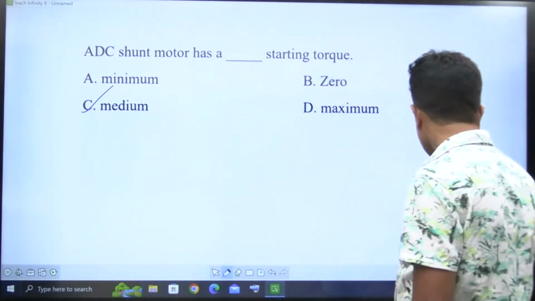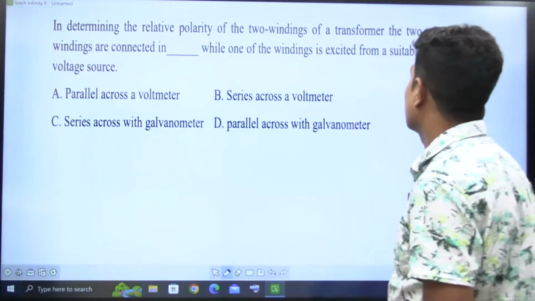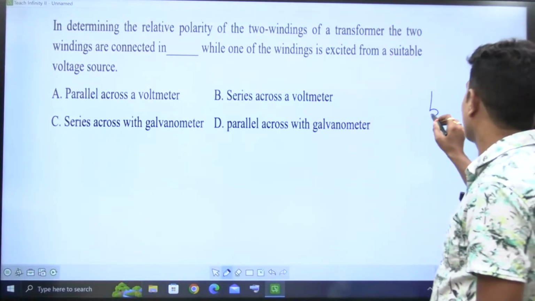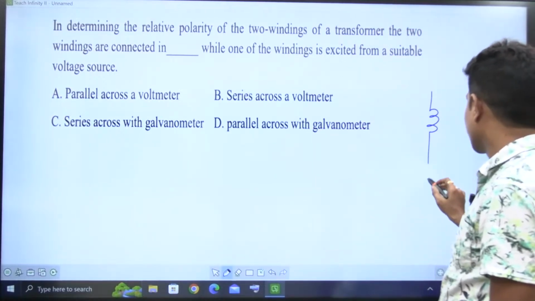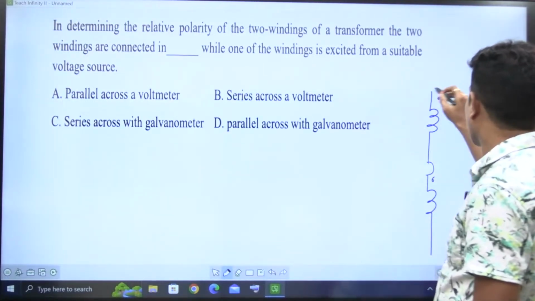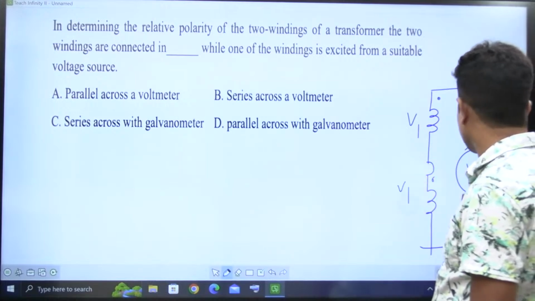Yes. Next question, please. In determining the relative polarity of two windings of a transformer, the two windings are connected in series. Yes, if you want to find the polarity, take the two windings, primary and secondary, and connect them in series. Suppose these two are the dots, then if you connect a voltmeter across, it is going to give V1 plus V2, right?